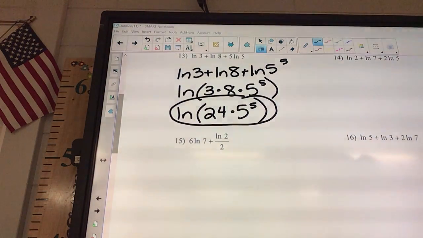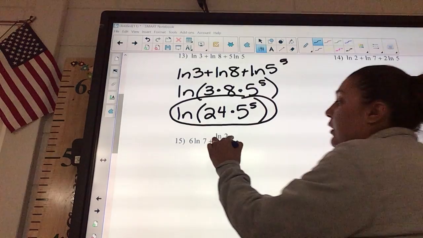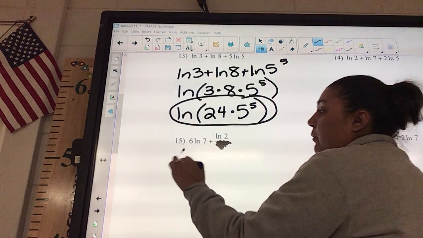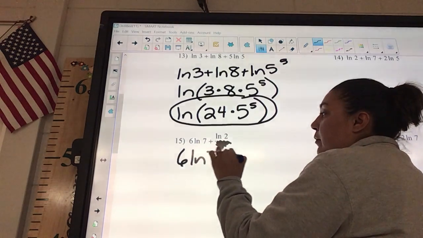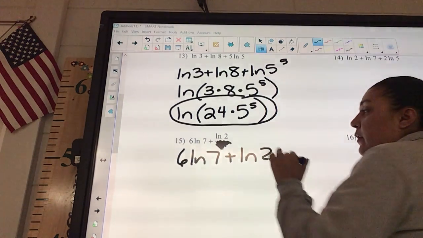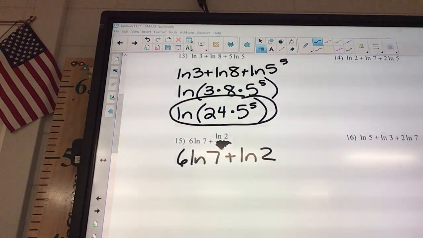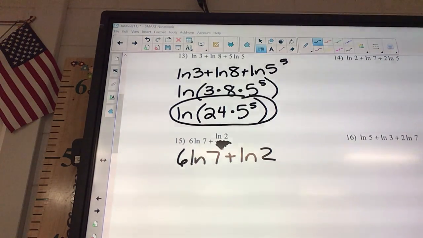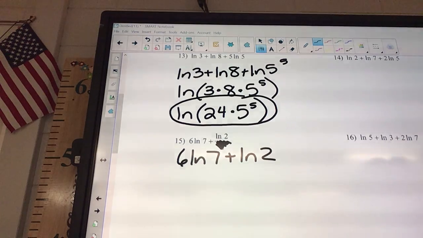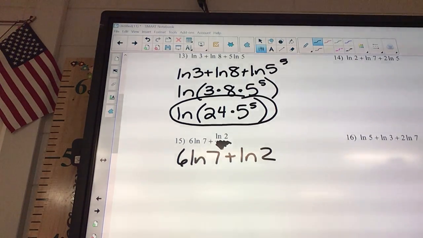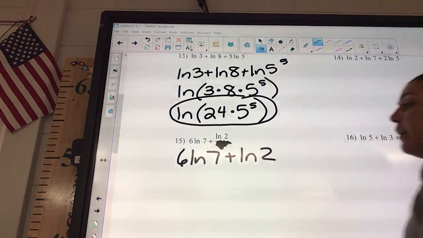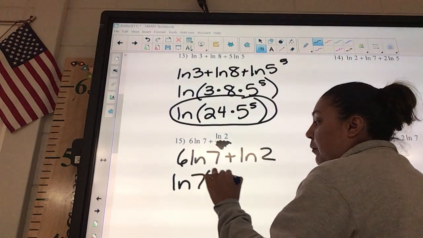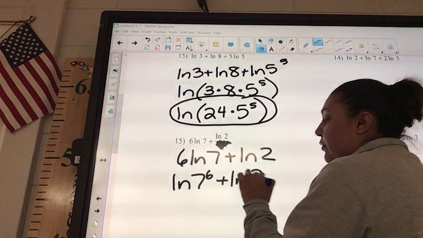Okay, 15, we're going to pretend, okay? I want you to cross off this part, just this part. So pretend your problem looks like this: 6 natural log 7 plus natural log 2. We're going to cross out the bottom part. Okay, so what's our first step? The 6 goes on top of the 7, to move the power. So we get natural log of 7 to the 6th plus natural log of 2.